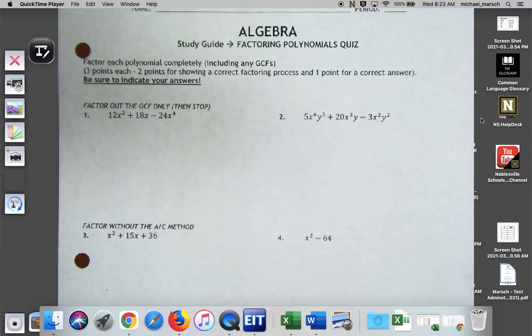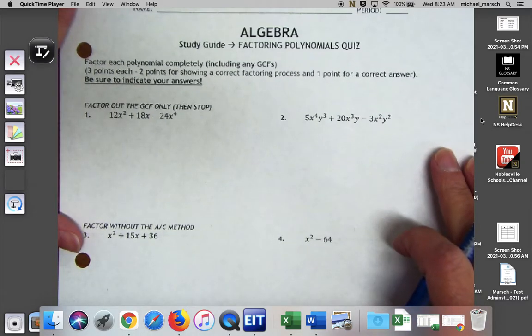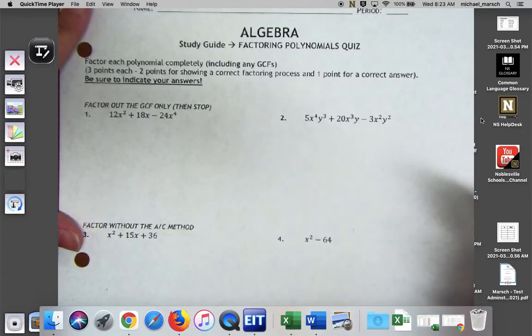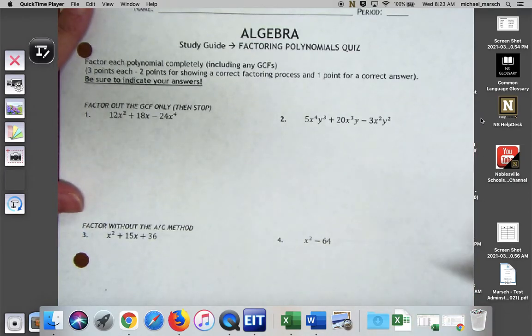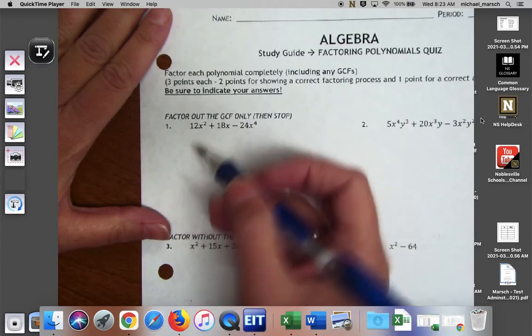Okay, here is the scenic route of your study guide. So again, if you wanted the shortcut, you could have just clicked on the PDF, but we're going to work through each of these problems. So the first one, you have to just factor out the GCF.